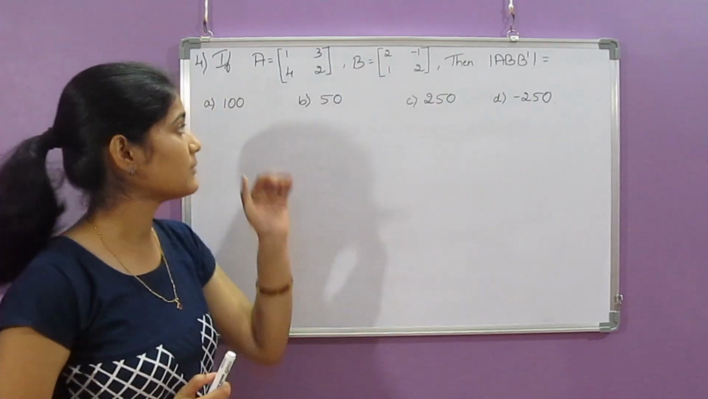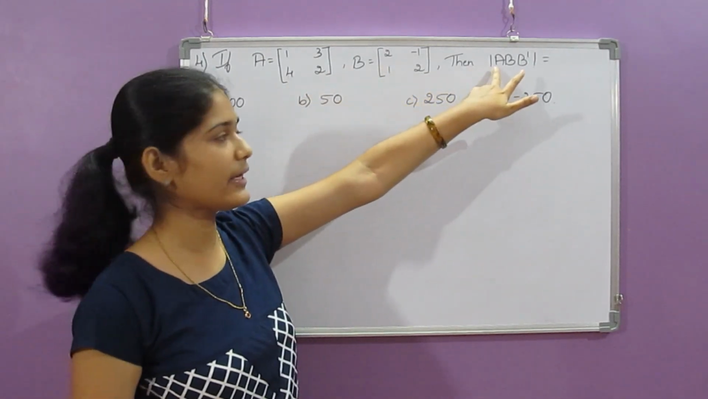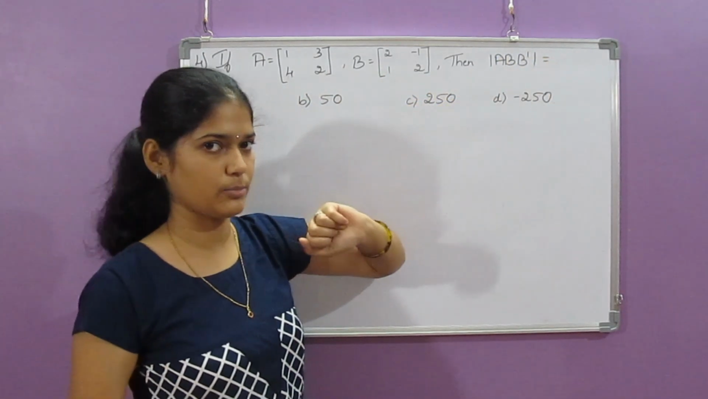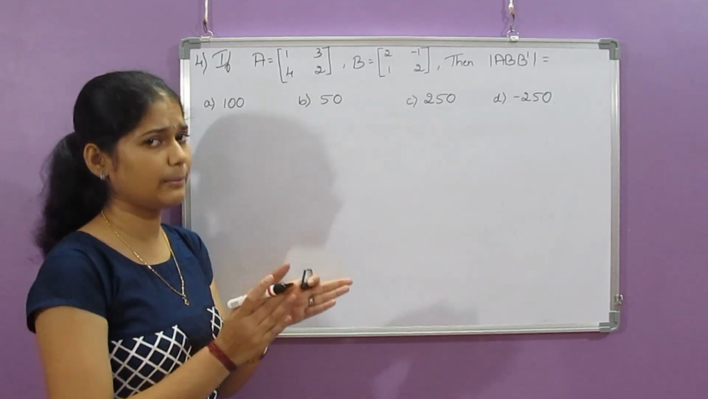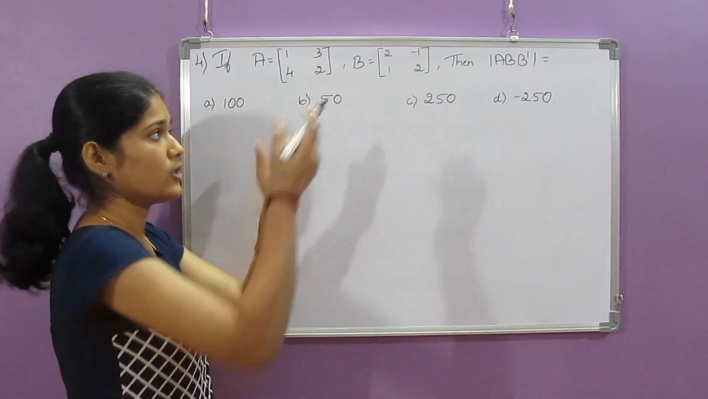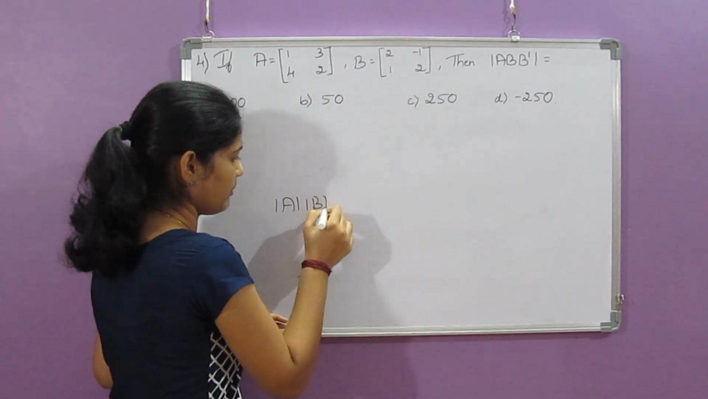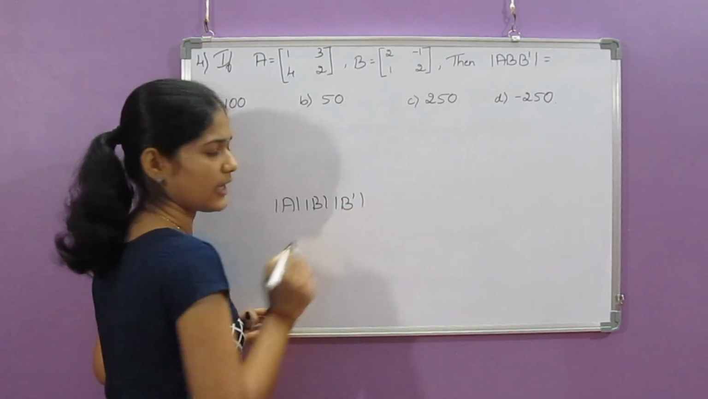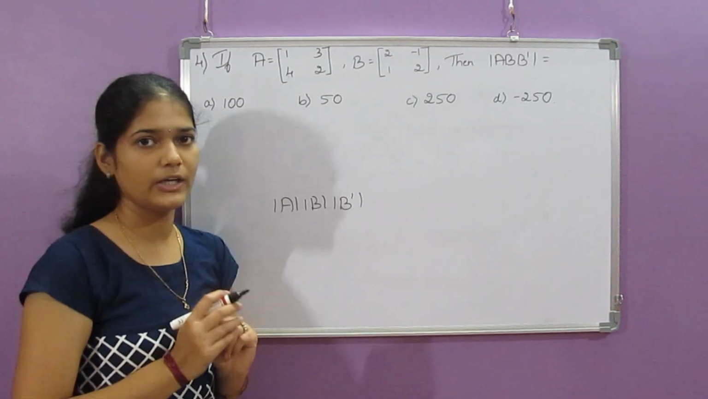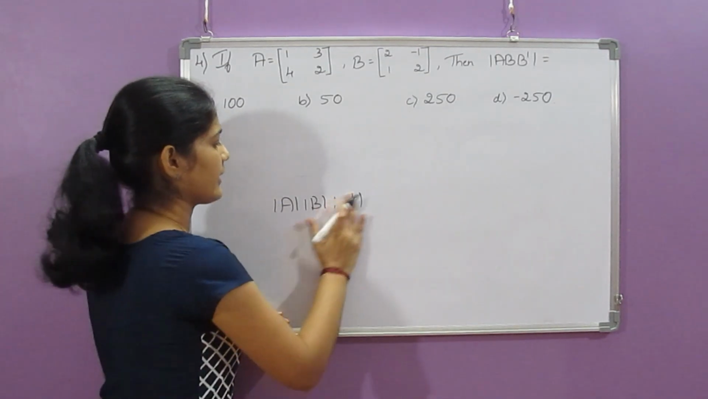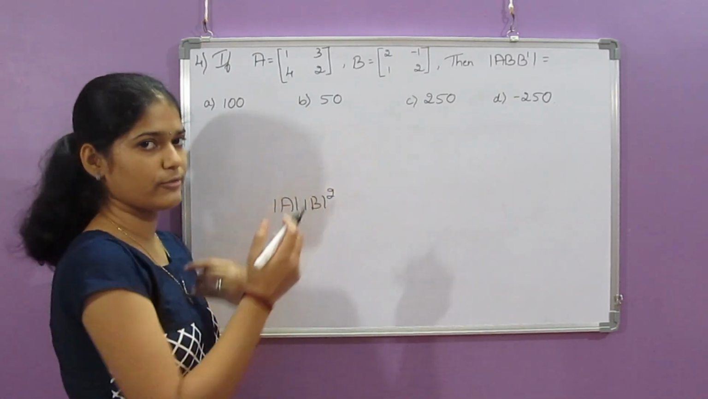In this problem they have given matrices A and B and we have to find determinant of A, B, B transpose. We know that determinant of AB is nothing but determinant of A into determinant of B. So this can be written as determinant of A into determinant of B into determinant of B transpose. And also we know that determinant of B is equal to determinant of B transpose. So we can directly write determinant of A into determinant of B whole square.